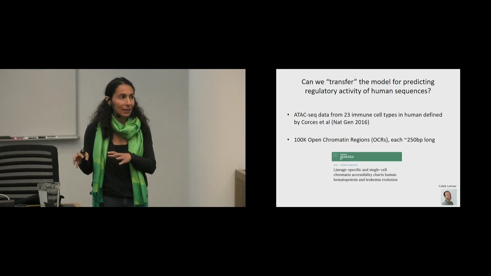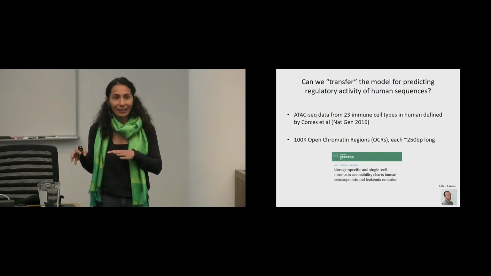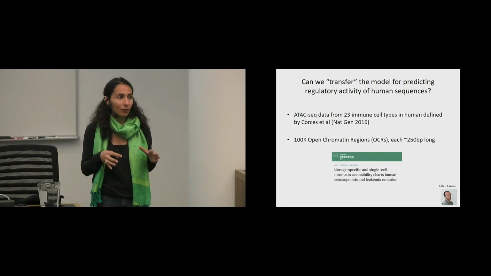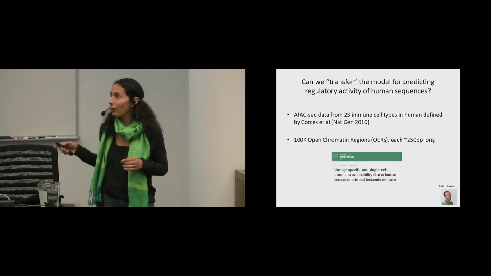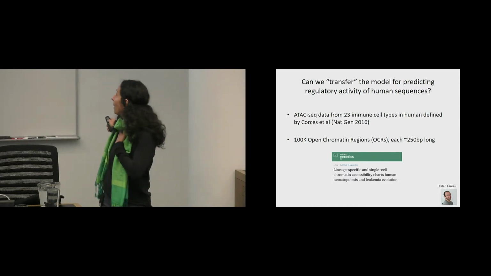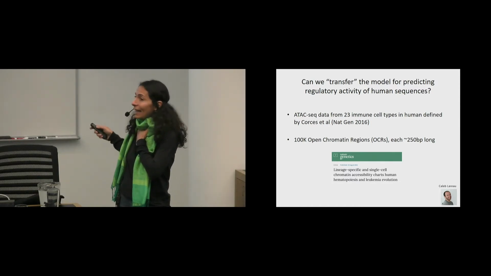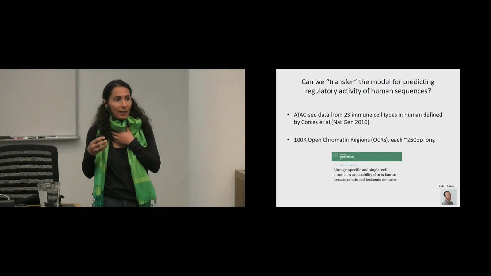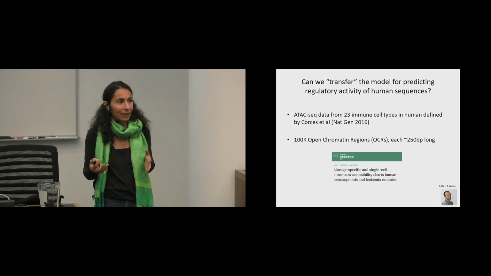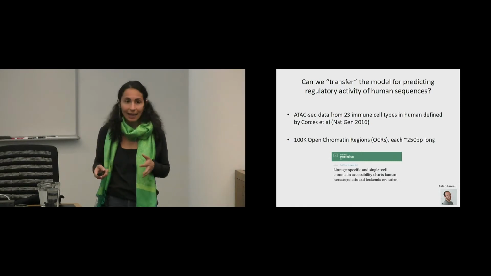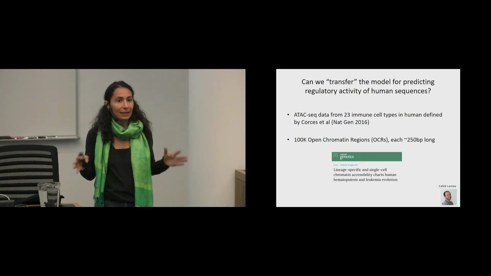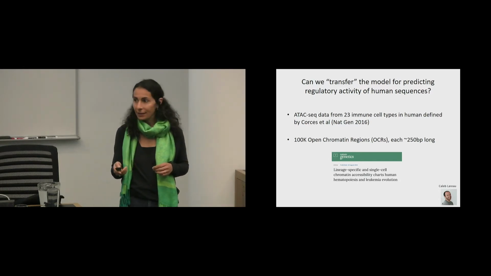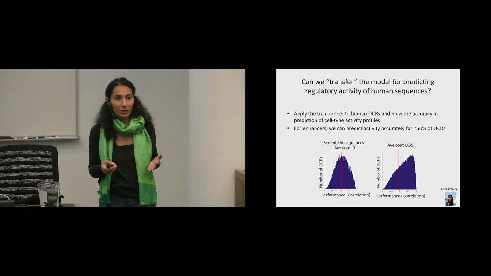So all of this MGen data was from mouse. So we got lucky that a similar kind of data was available from human that the model had never seen before. There was a paper by one of our collaborators where they look at ATAC-Seq data for about 23 different immune cell types in human, most of which overlap with some of the 90 cell types that we had in mouse. So we can now directly ask, if I take my model that has entirely seen mouse sequences, how well does it do in predicting the activity profile of these human sequences? And that was actually super encouraging.